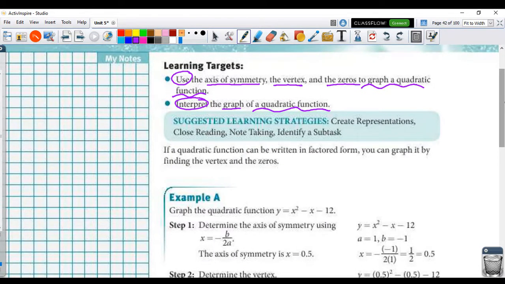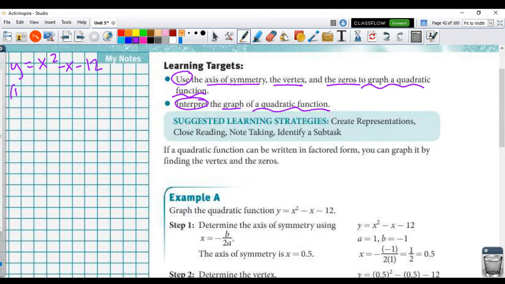Okay, so I'm going to rewrite the equation that they have given us. So y equals x squared minus x minus 12. Now we're going to go through all of the steps that you're going to need to go through when you want to graph a quadratic function if you're given the equation. This is one way to graph a quadratic function. There are other ways that the book goes through with you. So this is just one method.